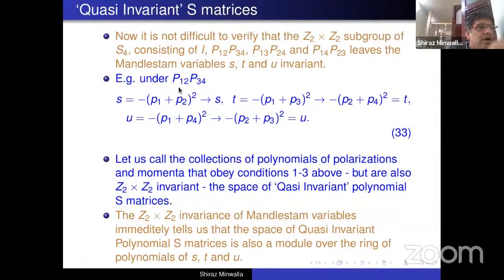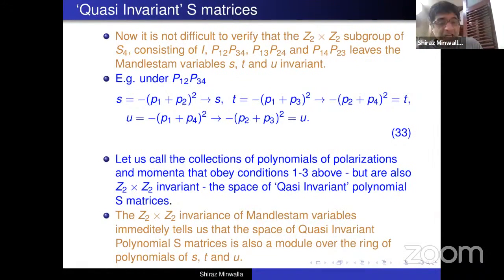Shiraz? Yes. There's a question whether this Z2 times Z2 is neither Bose nor crossing. Z2 times Z2 is neither Bose nor crossing. Yes, it's not crossing because crossing changes S, T, and U. And it's not all of Bose, but it's a part of Bose symmetry. Bose symmetry is invariance under the full permutation group. This is invariance under some small subgroup of it. So it's a part of it, but not the full thing. The importance of the Z2 times Z2 is precisely that it's not crossing, I mean, precisely that it does not act on S, T, and U.